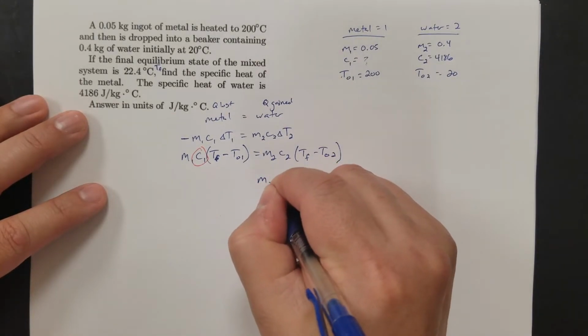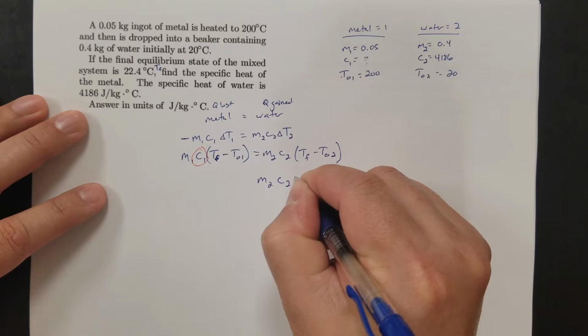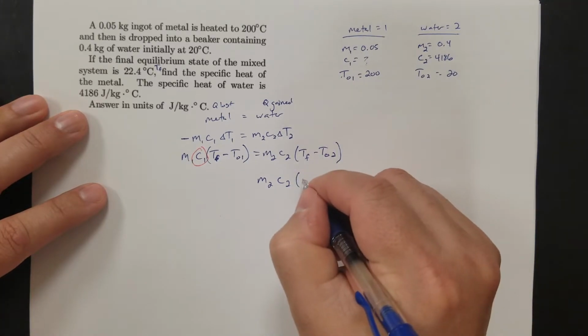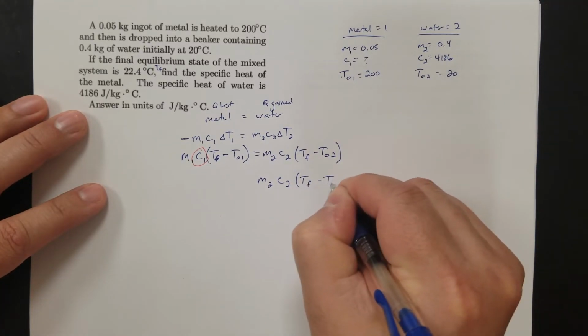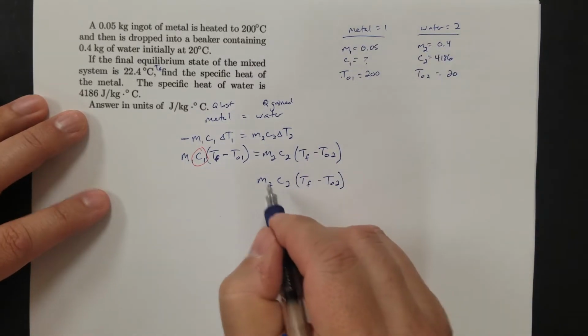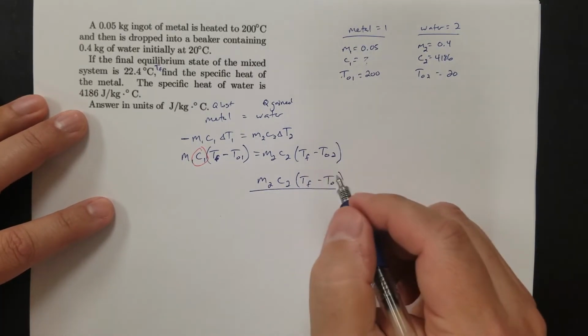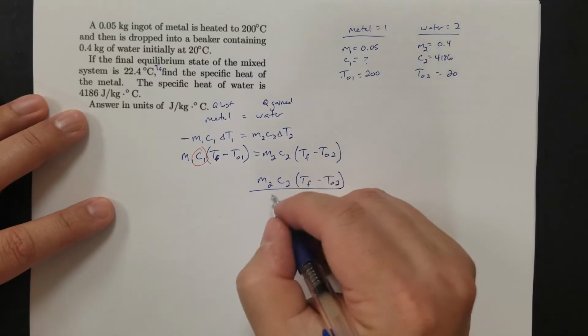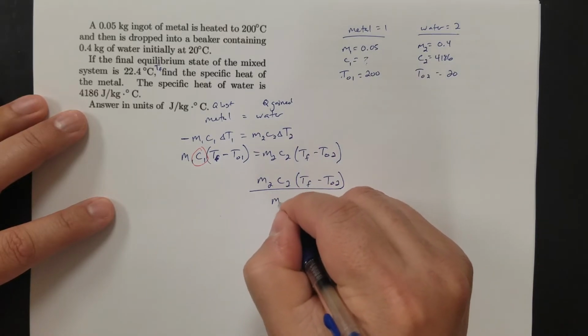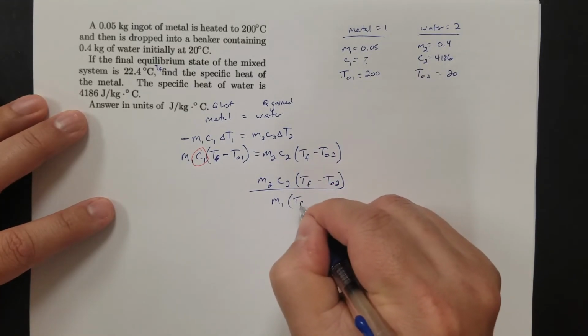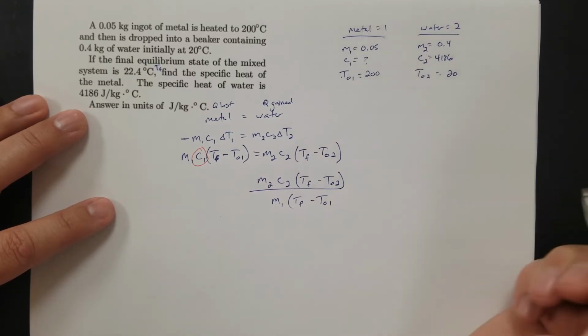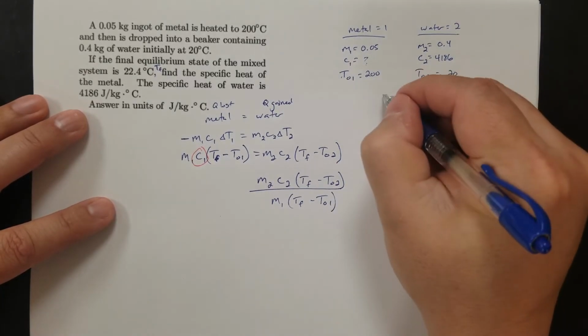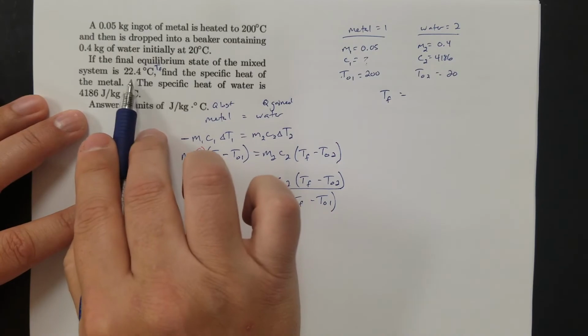So C1 equals M2C2 times T final minus T naught 2, over M1 times T final minus T naught 1. And I'm done. And so again, both of these have the same final temperature. Mine's 22.4.